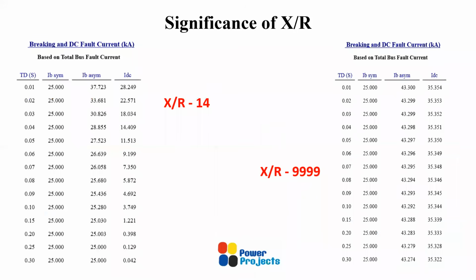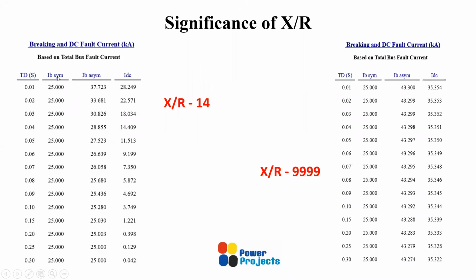Then yes, so here you can see X by R is 14 on the left hand side and X by R is infinite on the right hand side. Here you can see there are 3 different currents plotted against T. T is for time, starting from 10 milliseconds. This is in seconds. So the first one is 10 milliseconds, 20 milliseconds, 30 milliseconds. That's the time step that we have.